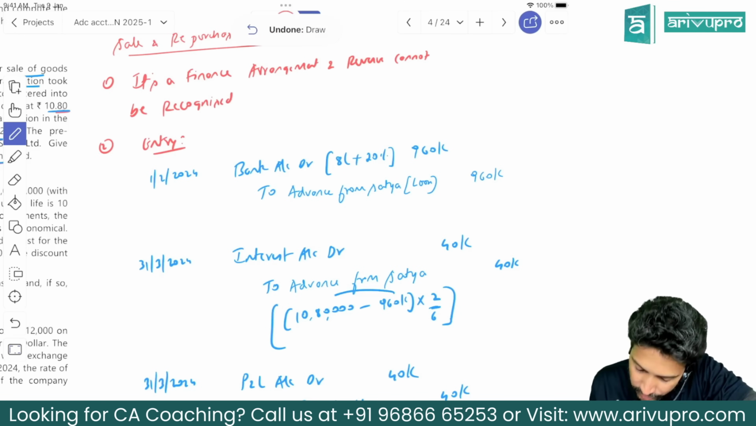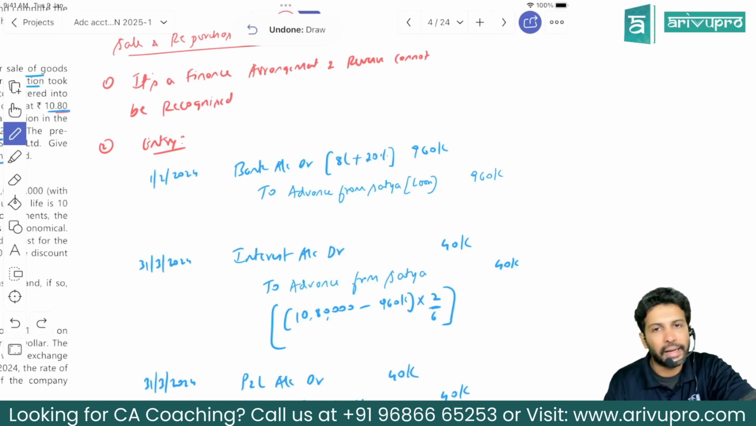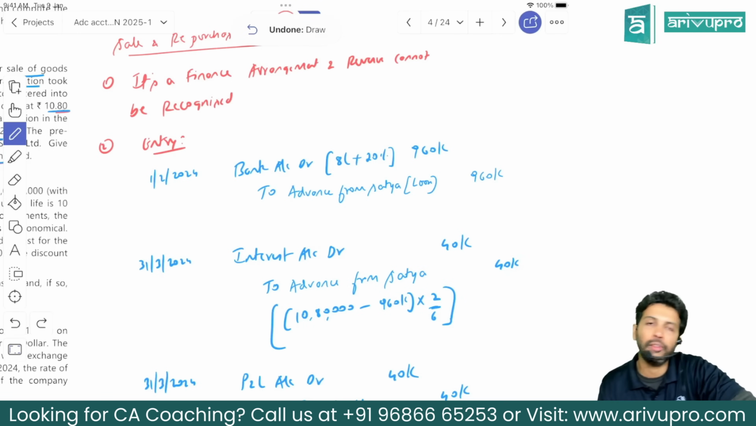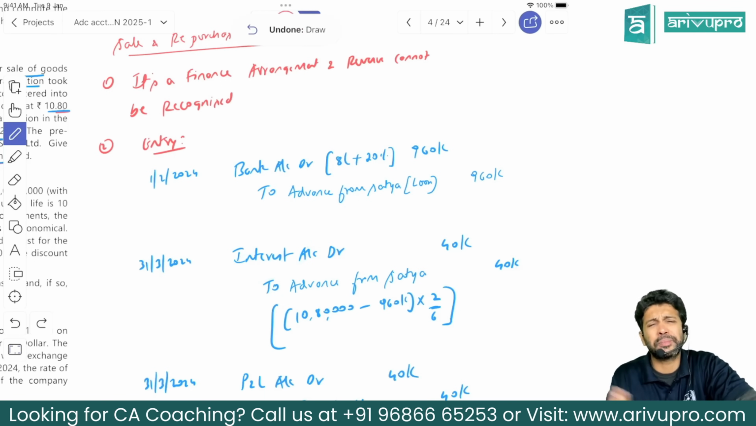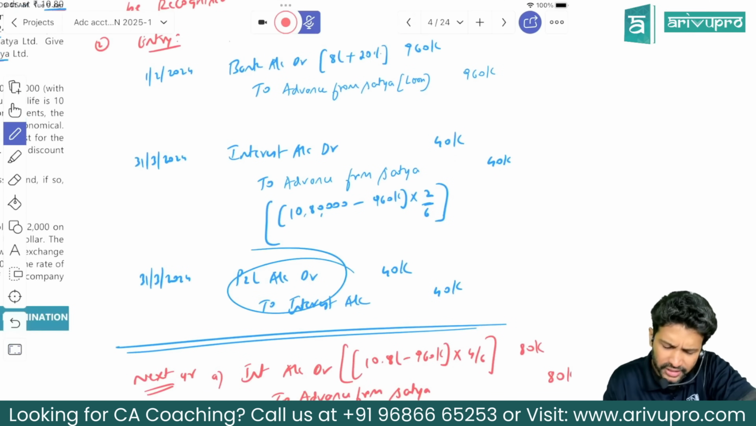How much is the interest? If you do this, you will get how much? 1 lakh 20,000. That 1 lakh 20,000 is the interest for how many months? 6 months. For 2 months, how much? If you prorate, you will get how much, sir? 40,000. 40,000 is the interest for the current year. Any problem? And where will this interest charges go? Interest is an expense. Where will this go? P&L account. That's the transfer entry.